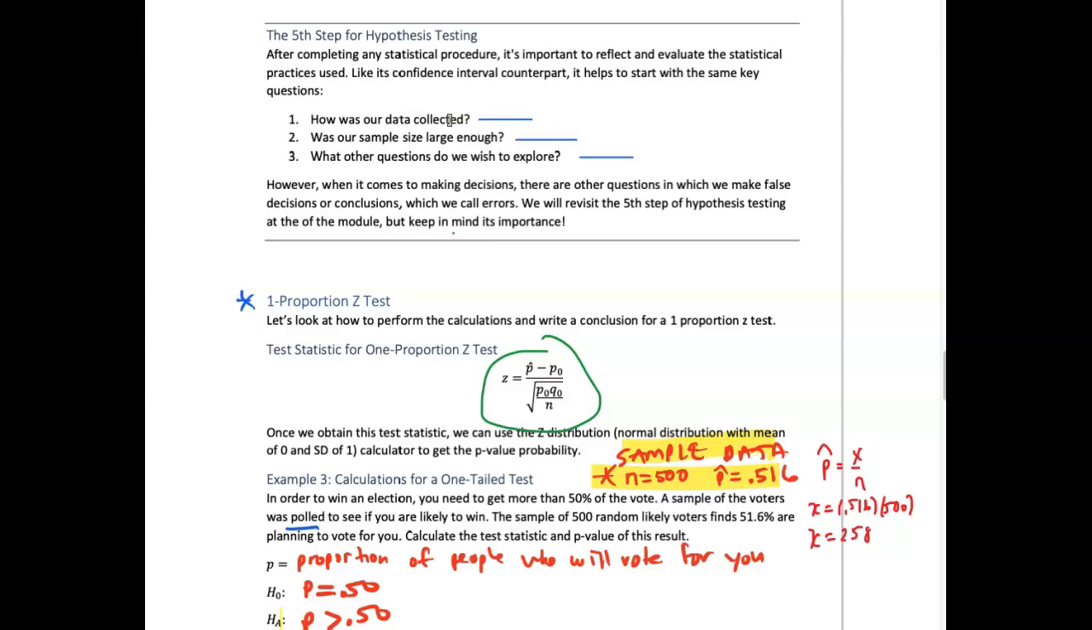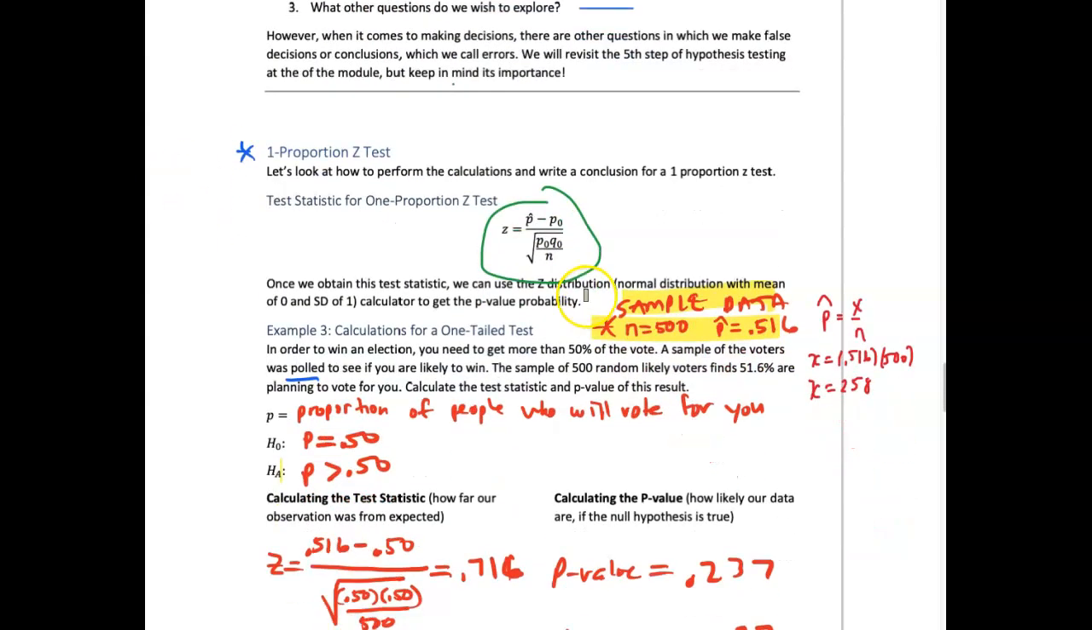It's actually an important process because if something's wrong with the data, how it was collected, then the results don't mean anything. If the sample size is not large enough, then what conclusions can we draw from the data? And then, of course, what do we learn and what do we want to know? What questions do we ask? So that's the fifth step. Now let's take a look at actually how to calculate.